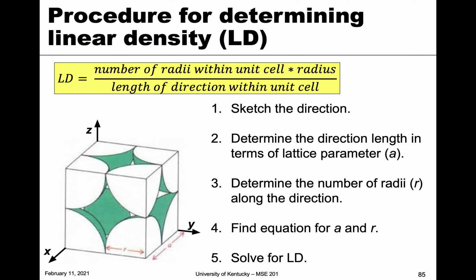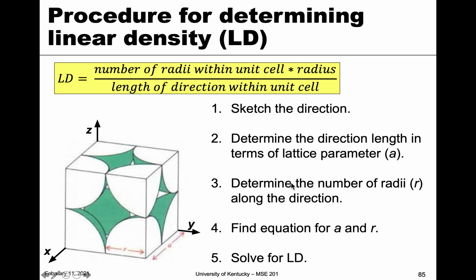All right, so typically you're going to be given a direction, right? So if that's not already sketched, you want to sketch the direction, like you saw the 110 in the previous diagram. The next step after that is you'll determine the direction length in terms of the lattice parameter. So basically determine the length. And we know if it's a cube, the edge length is a. If we have a different type of unit cell, then we may have a, b, and c. But in this case, just in terms of a.